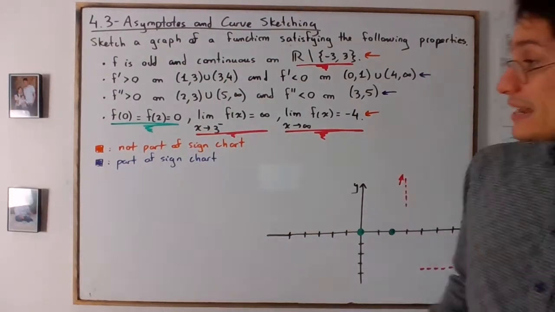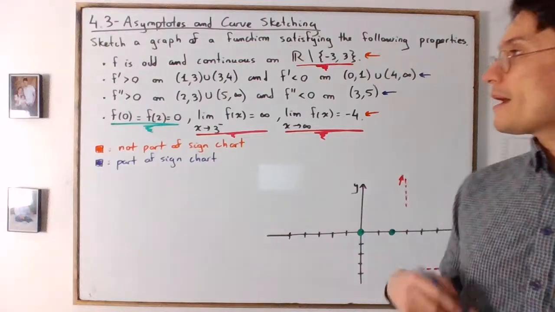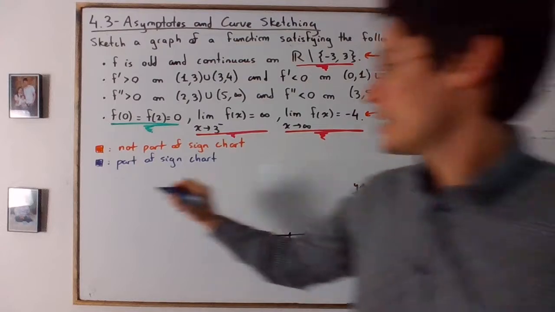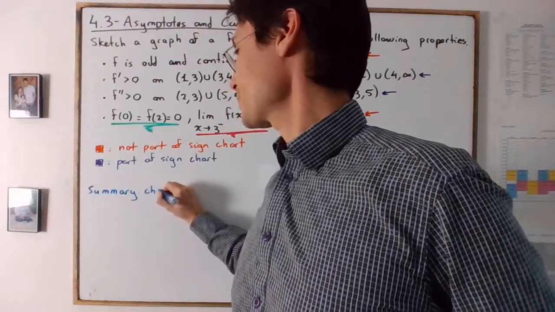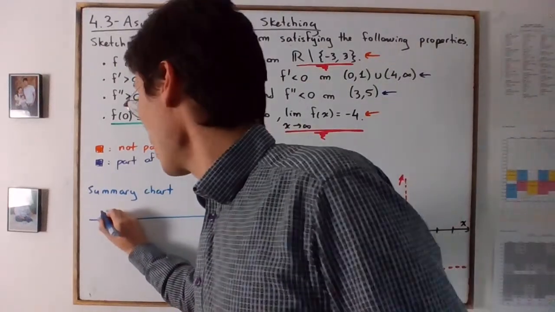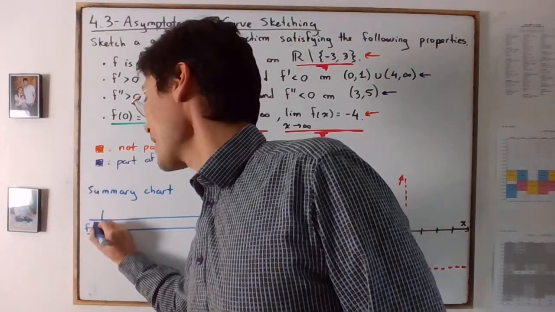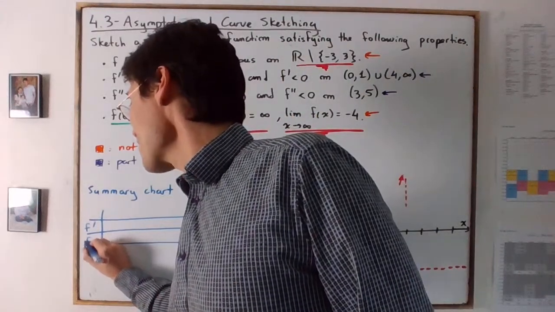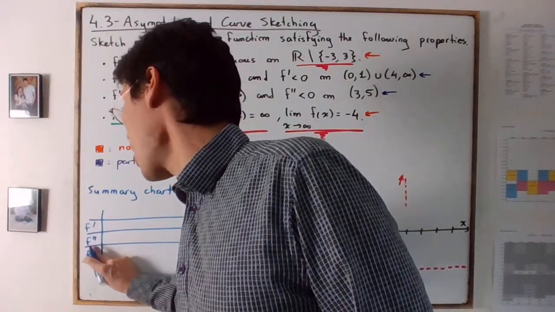So the sign chart that I'm going to make turns out to actually be a summary chart. And the reason is because really we have everything, right? So let's go ahead and build up the summary chart. How does it work? Well, on this part we will put the information on f prime. Then on this part we will put the information on f prime prime. And then finally, we will put the information on f.